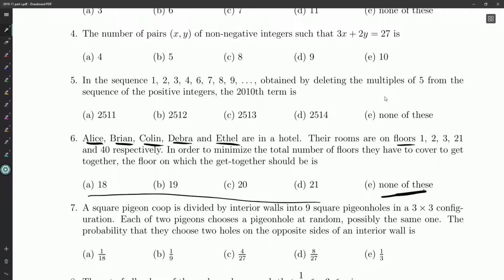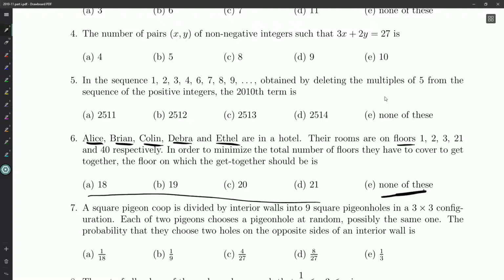Okay, so how can we think through this? How can we set this up? How should we visualize people getting together and meeting? There's some floor that it would be good for them to meet at. Maybe call that floor F. How far does everyone travel to get to floor F? Then we can add up all of those and try to find an F that makes that as small as possible.